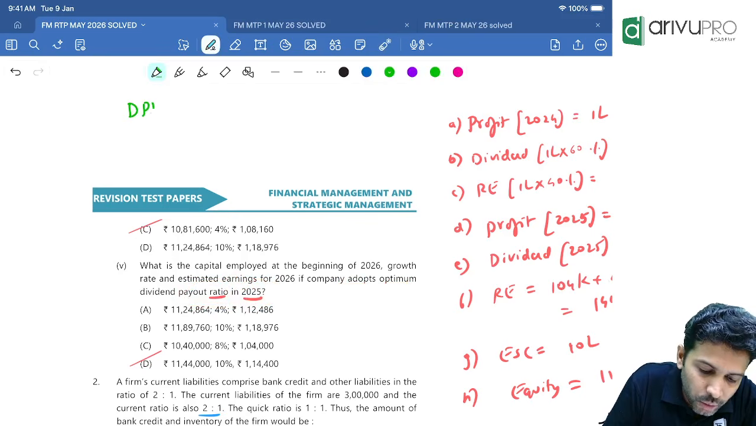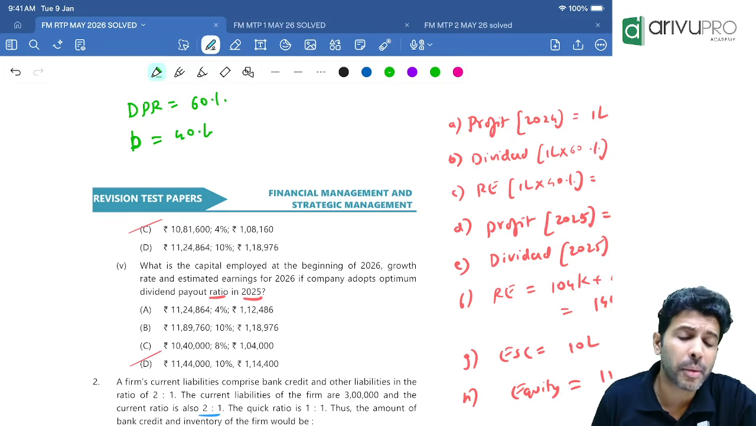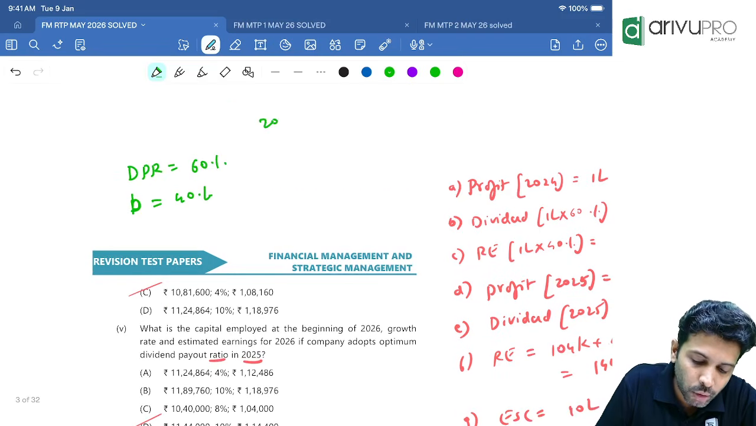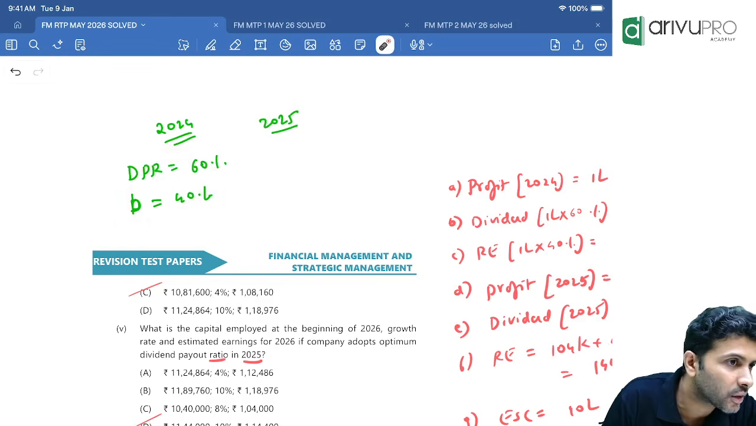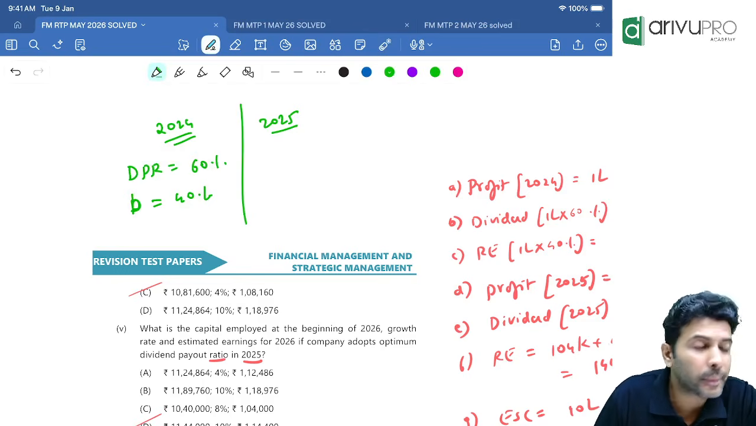What is the dividend payout ratio, people? 60%. Okay. So what is the retention ratio be? 40%. Correct. Now, when did the company follow optimum dividend payout ratio? From 2024 or 2025? So from 2024, company continued this only. This policy only company continued. Yes, sir. In 2025, what do you think is the optimum dividend payout ratio?